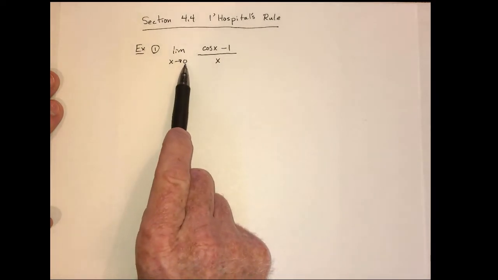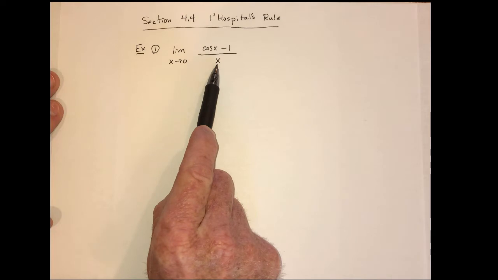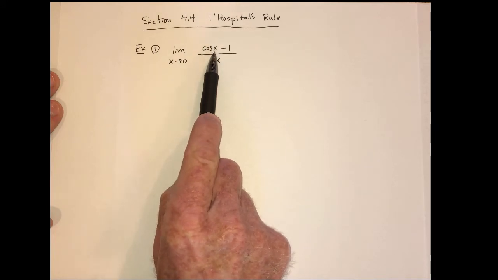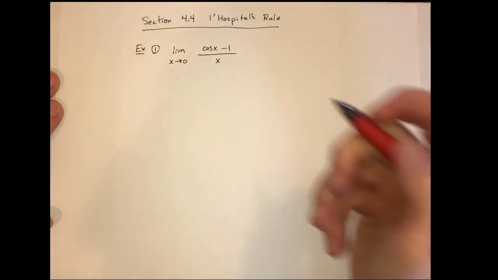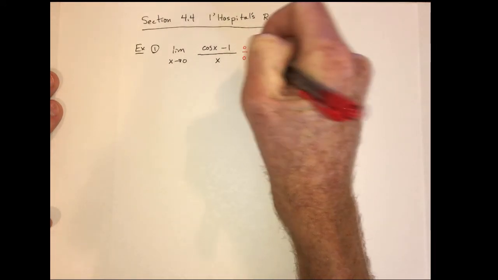So of course you first want to try and just plug in a 0, but as you can see right there, that's going to cause trouble. The bottom is going to equal 0. Also, if you plug in 0 right here, cosine of 0 is 1, so that means that the top is 0 and the bottom is 0.